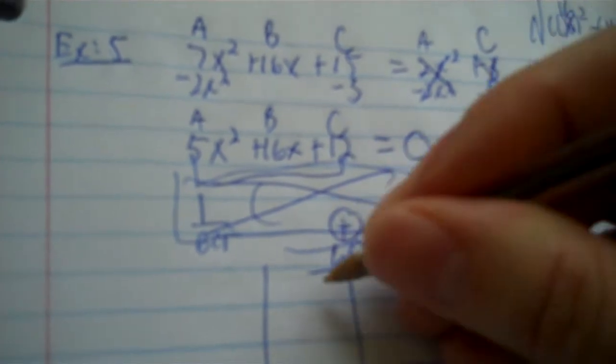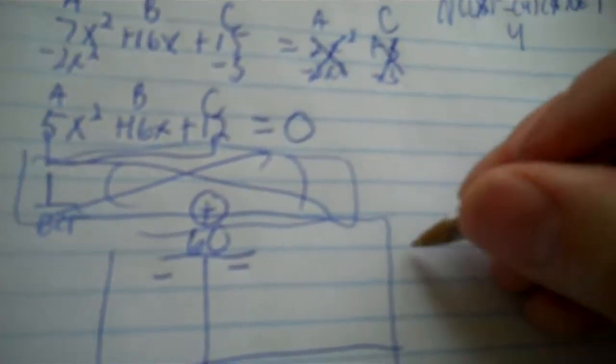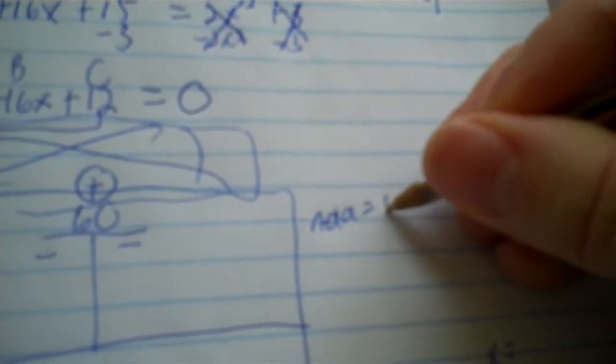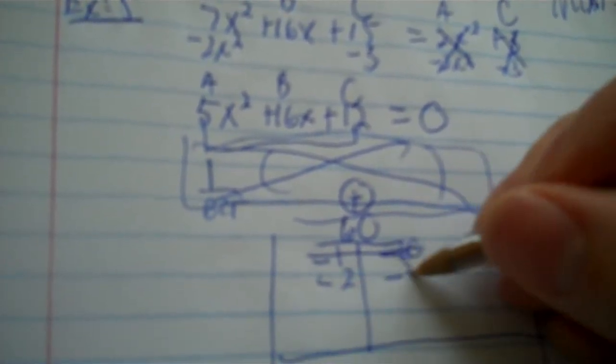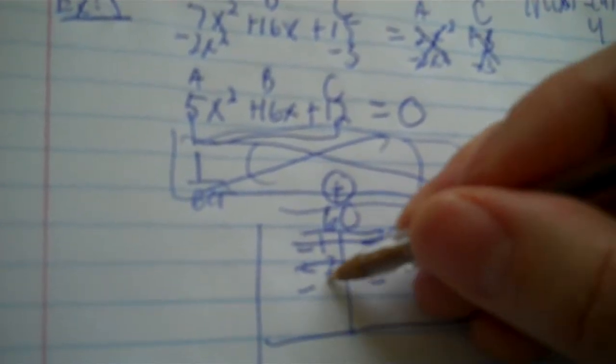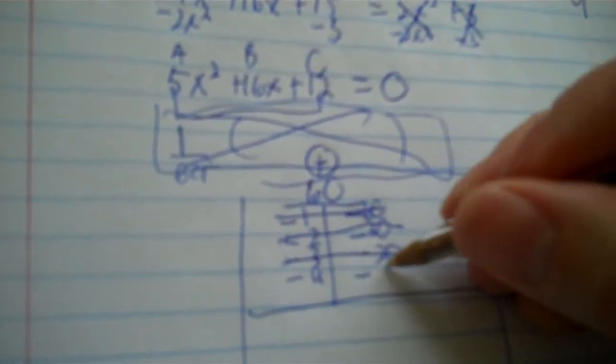It's positive, so it's a negative times a negative, and we're trying to add it to get to positive 16. Okay, 60 divided by 1 is 60. That isn't going to work. Divide 60 by 2, you get 30. That's negative 32. That wouldn't work. Divide 60 by 3, you get 20. That won't work. Divide 60 by 4, you get 15.